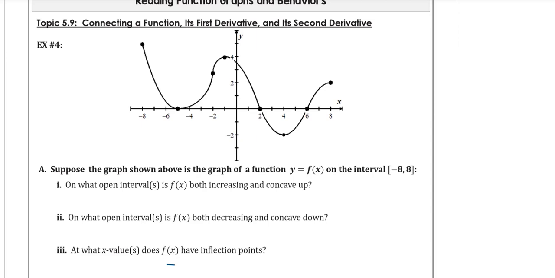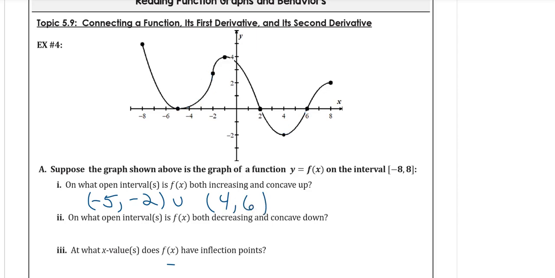So increasing, it's concave up here around -5, and it's increasing there. And it's also doing that from 4 to 6. We would have a positive tangent line there, and the graph is concave up. So I would put for number 1 from -5 to -2, and also from 4 to 6.